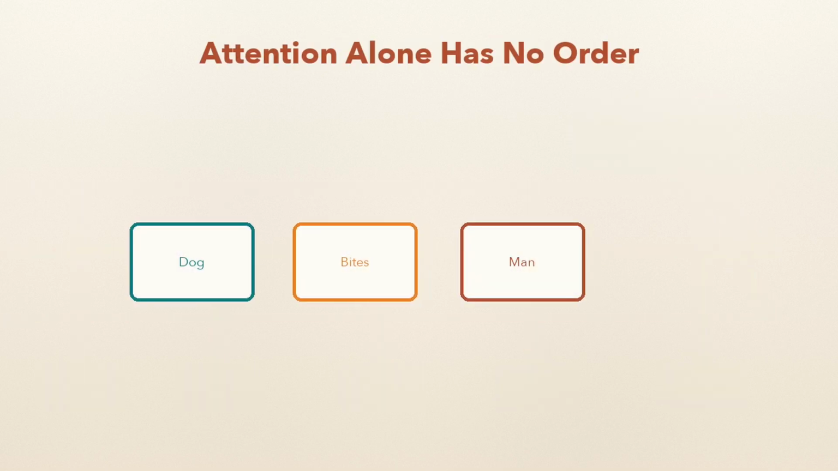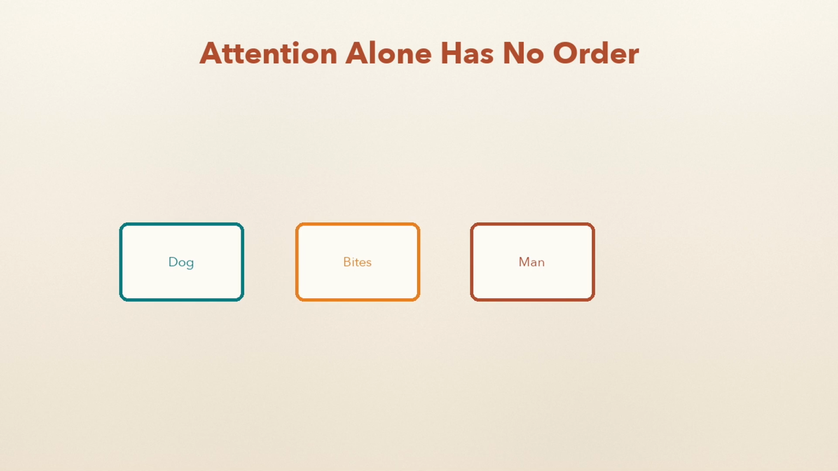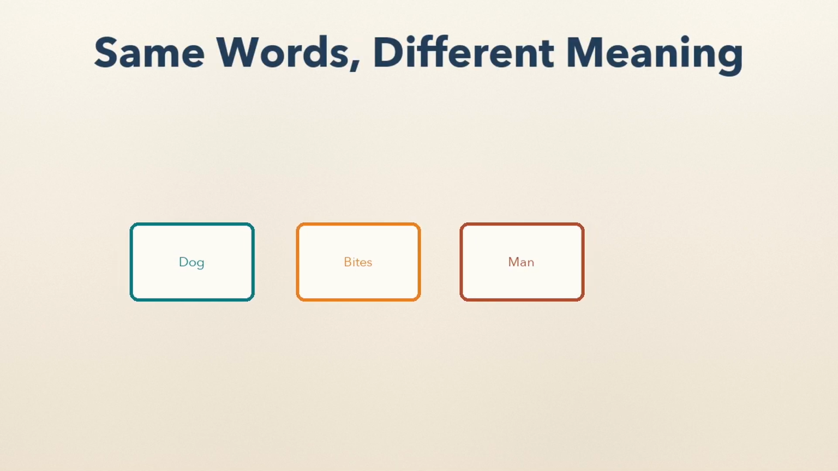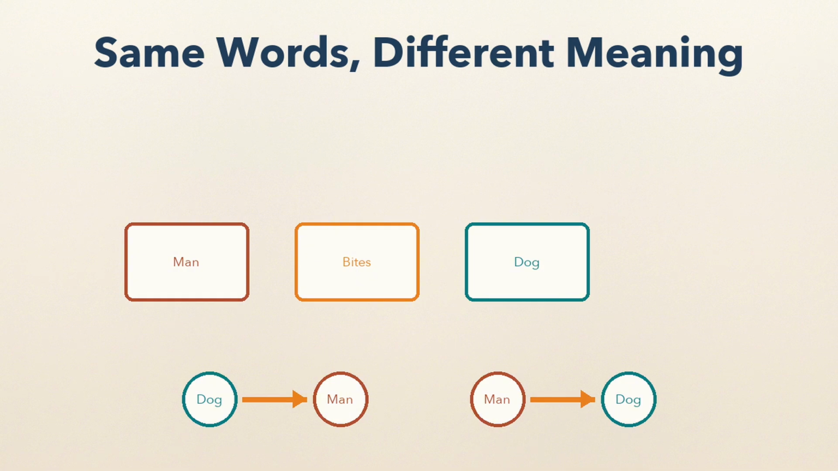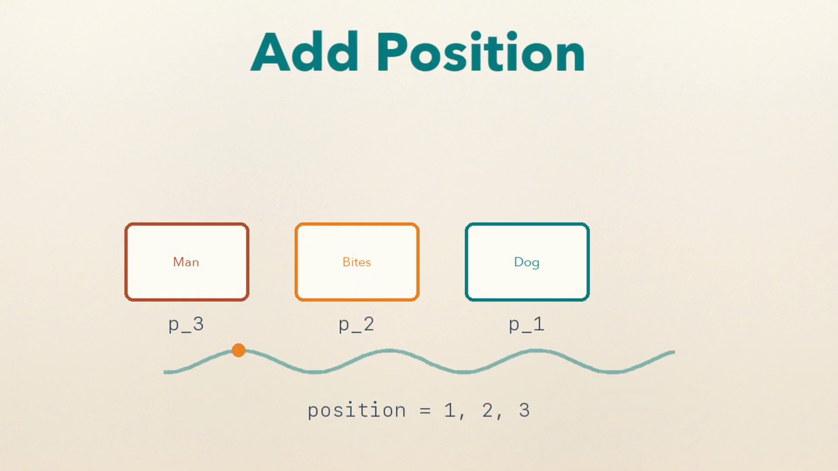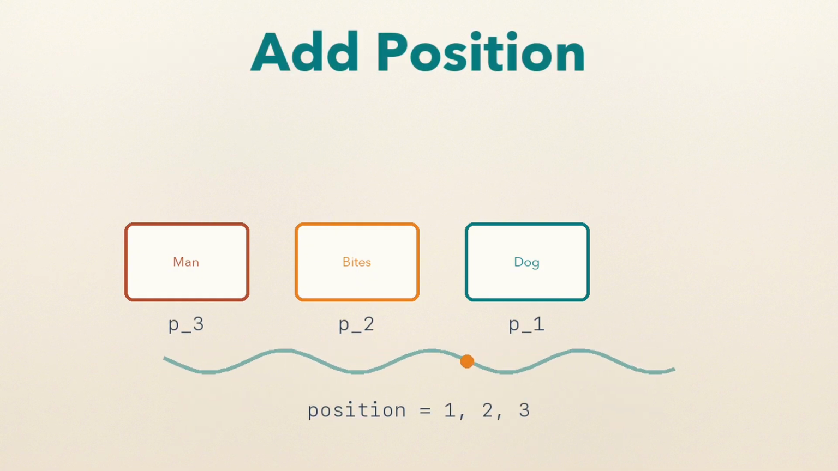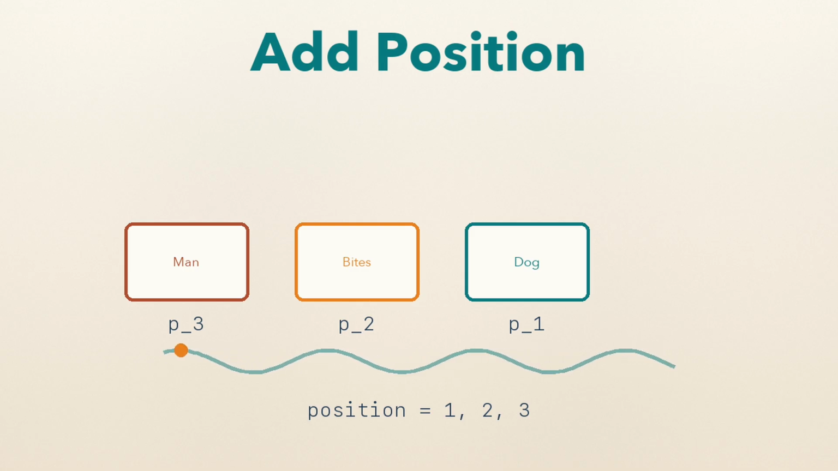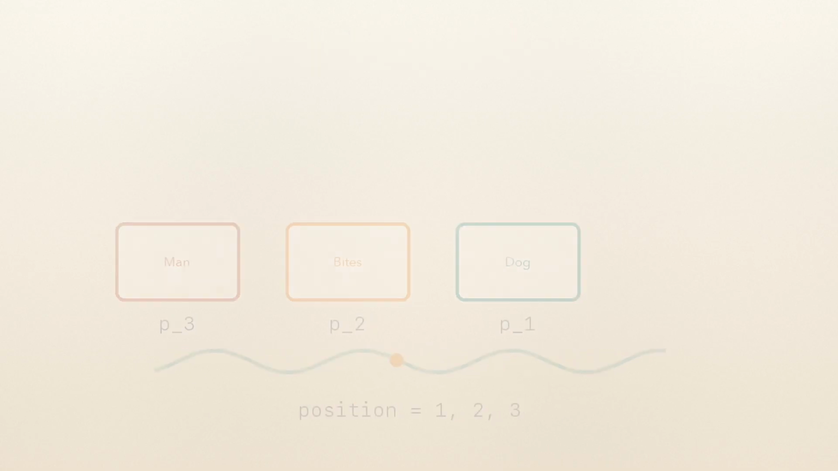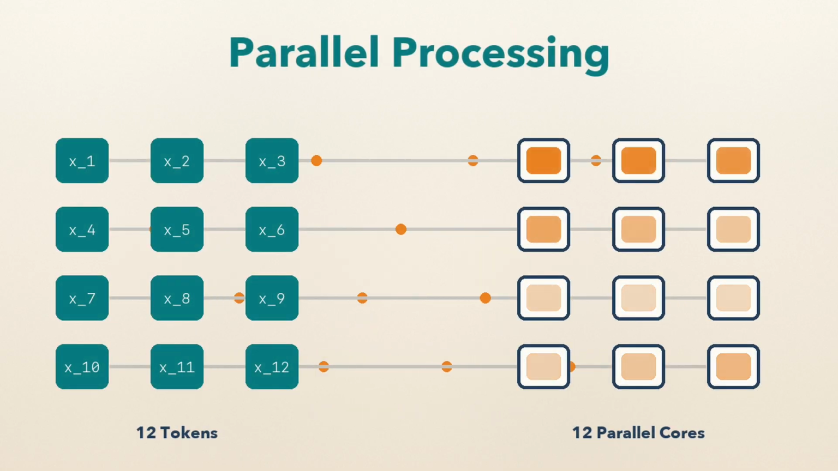Attention alone does not automatically understand word order. The words "dog bites man" and "man bites dog" contain the same words but have different meanings. Transformers solve this with positional information, which tells the model where each token appears in the sequence. The major advantage is parallel processing.